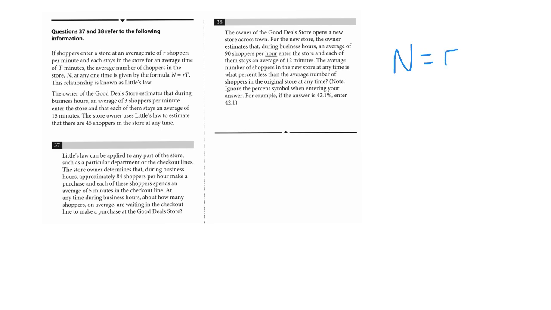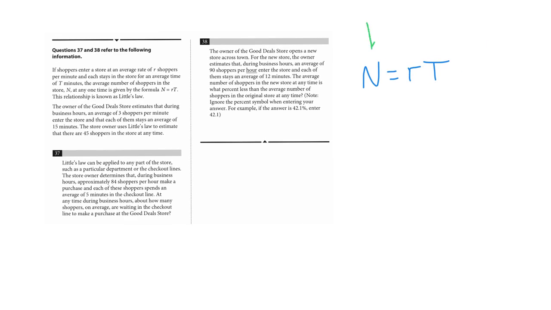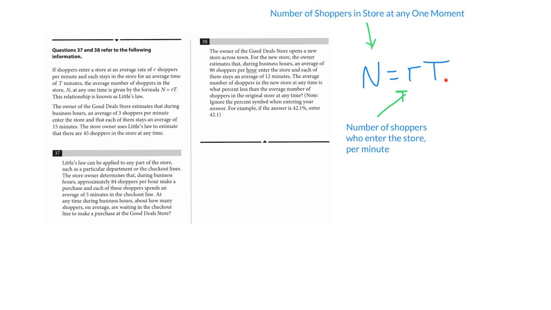So we have R, and looks like it's a big T. And let's be very clear that N is the number of shoppers in the store at any one time. So I'm going to write that. And we also know that R stands for the amount of customers entering the store. Looks like it's shoppers per minute. So the amount of shoppers that enter the store per minute. I'll write that as well. And finally, this big T represents the average time in minutes that the shoppers stay in the store. So I'm going to write that as well.